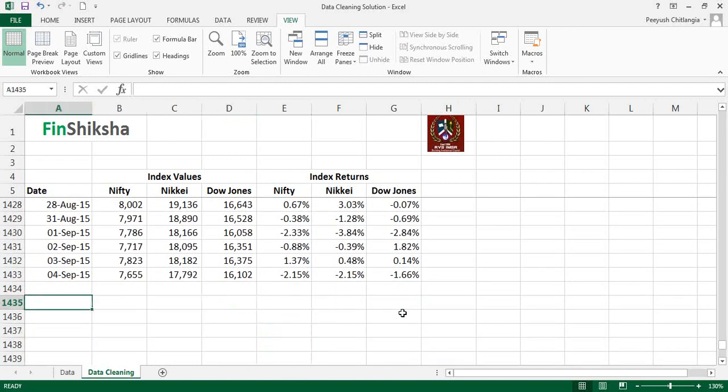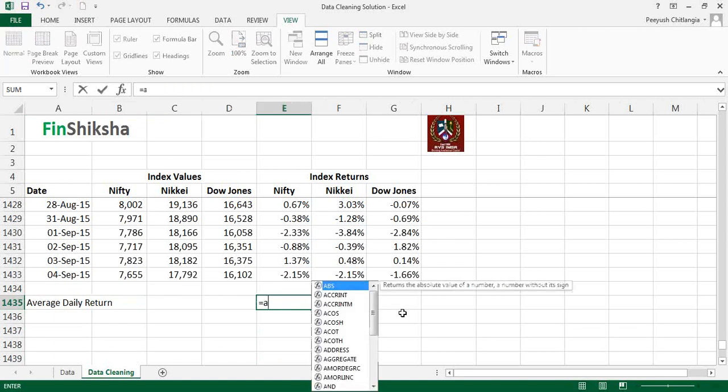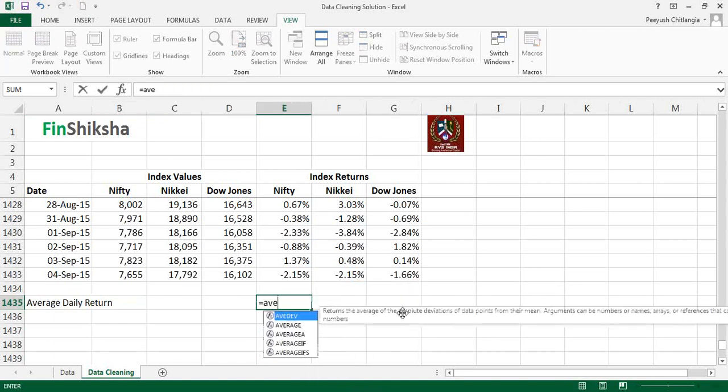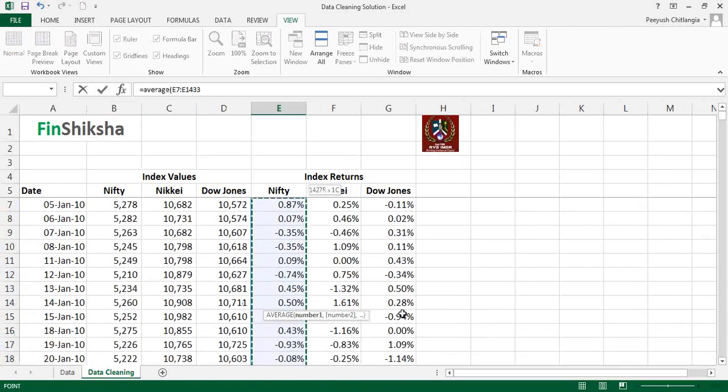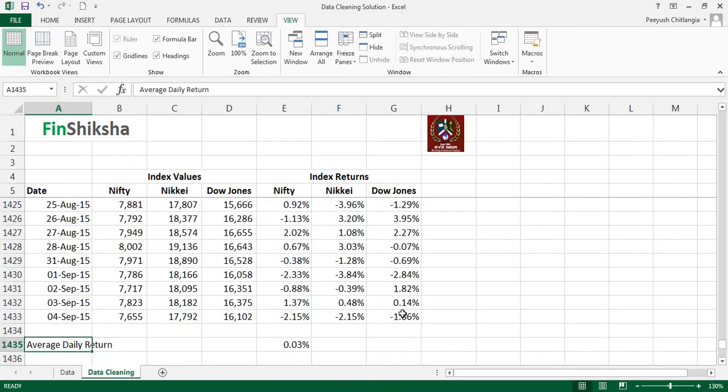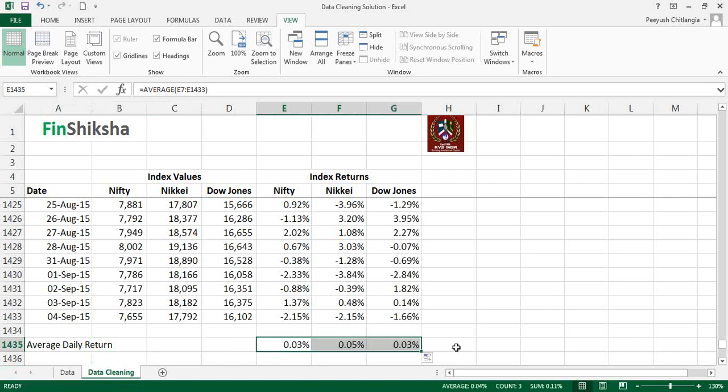So the first thing we would look at is the average daily return. Let's try and calculate that. That's fairly straightforward. We can basically use the average function and we should be able to calculate the average daily returns. And we see that these numbers would be positive for all three because indices have gone up in all the three cases, right?